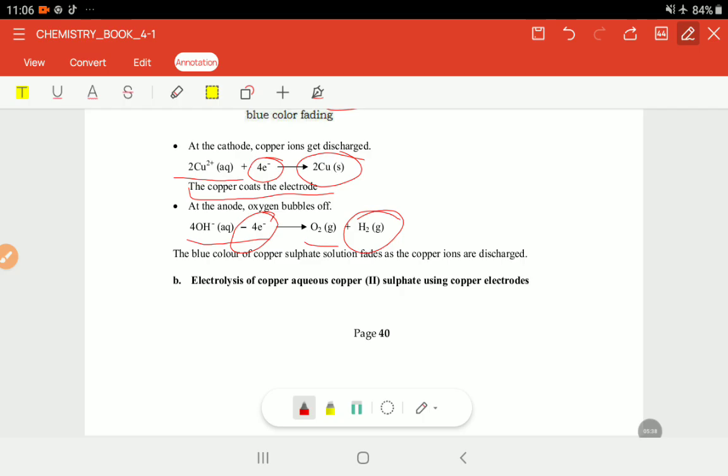Okay, so that's pretty much what we have for these electrodes. So to emphasize, the copper sulfate is blue in color, right? And it shows that as we remove copper, the color fades, so expect it not to stay blue.